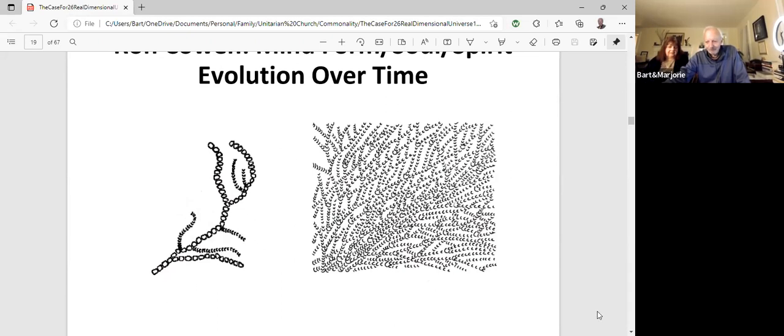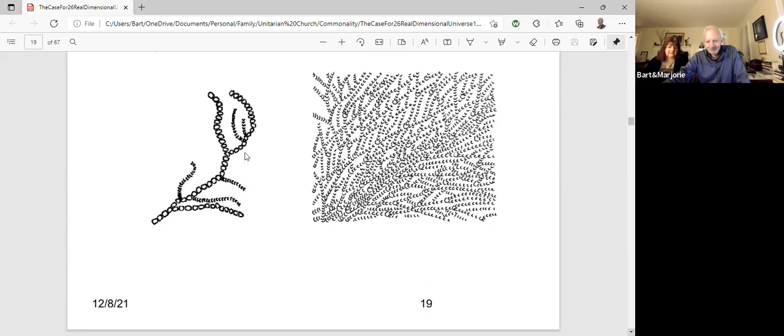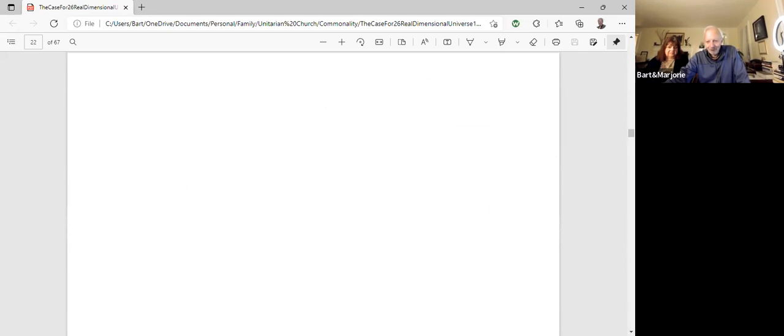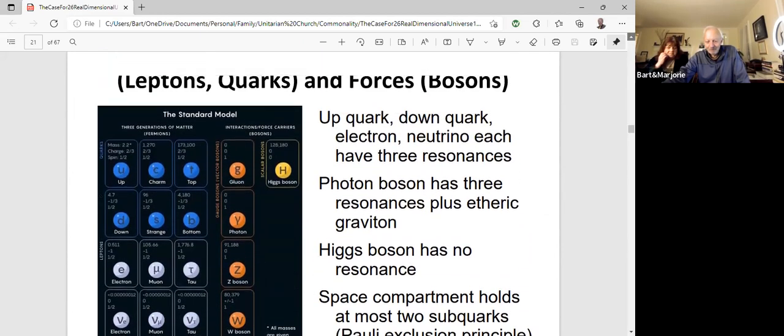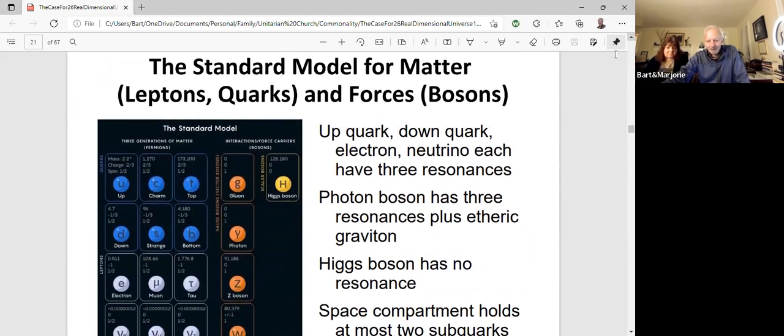Everything is flying all over the place. But the fact that this can become sentient is the mind-boggling thing. So what we came up with out of this was a more complete picture of the standard model for matter. And this is the standard model for matter.